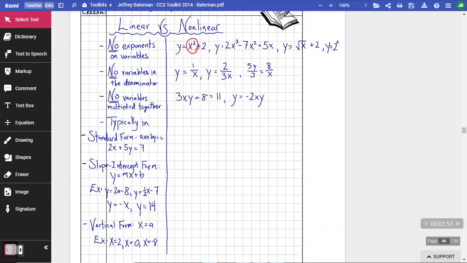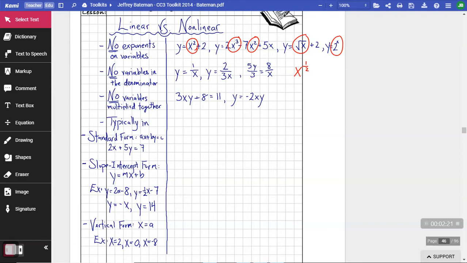There's no exponents on the variables. Here we have an x squared that makes it nonlinear. Here there's an x cubed and an x squared making it nonlinear. Here there's a square root of x. The square root of x could be rewritten as x to the 1/2, a fractional exponent. And then finally, here x is an exponent itself. So exponents do not make it linear when the exponent involves the variable, whether the variable itself is an exponent or whether there's an exponent on the variable. Those are all going to be nonlinear situations. So you got to look for that.